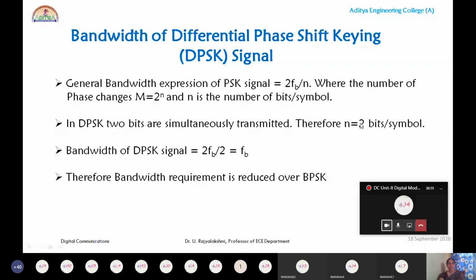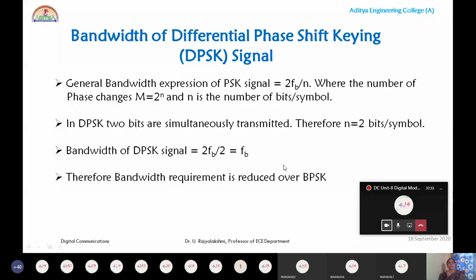If you observe carefully, you are simultaneously transmitting two bits, because you are comparing two bits simultaneously and transmitting them via the differential encoder. It means that in the case of the DPSK transmitter section, we are simultaneously transmitting 2 bits. Therefore, n is equal to 2 bits per symbol. Therefore, the bandwidth of a DPSK signal is equal to 2 FB by 2, so that's why it is equal to FB.